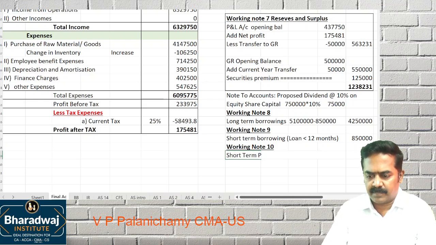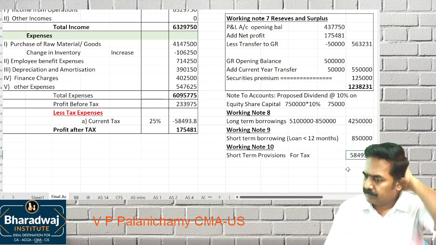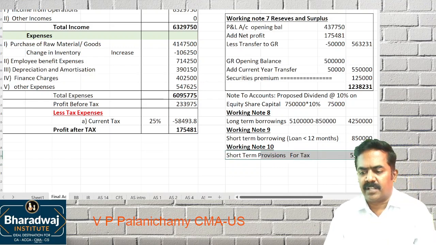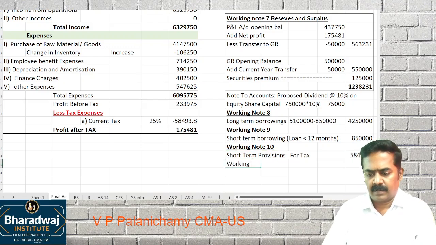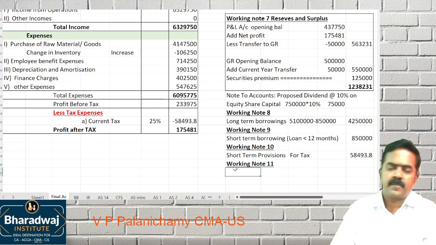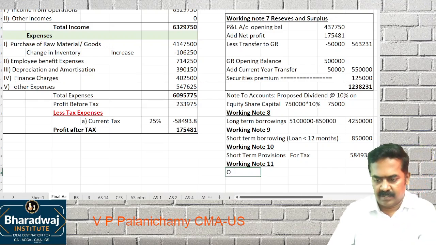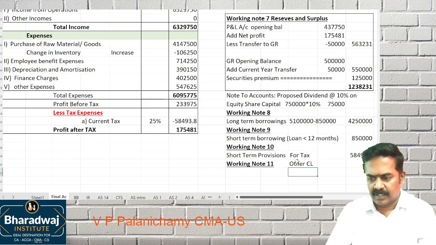Short-term provisions for tax. Provision for doubtful debts, and we'll adjust it from debtors. Then what else will come on the liability side? What working note will come on the liability side? Other current liabilities.